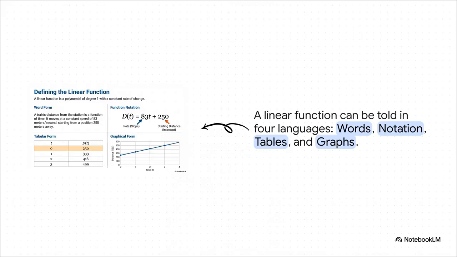To really get a handle on this, we need to be fluent in its four different forms. Think of it like this. On this slide, we're looking at one single story, a train moving away from a station. We can describe it with words, right? Or we can represent it with a clean little math equation. We could track its progress in a table, or we could visualize its whole journey on a graph. It's all the exact same story, just told in four different languages.